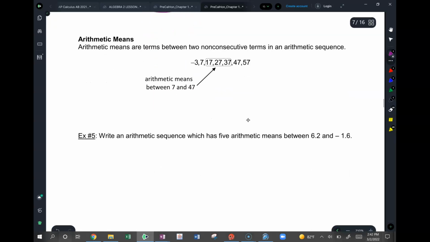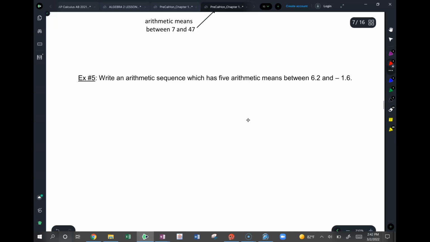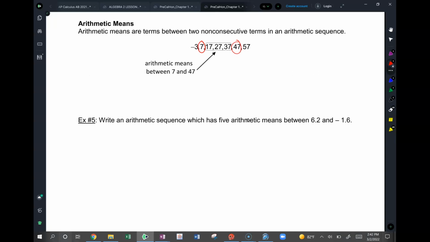Okay, so let's talk about arithmetic means. Arithmetic means are terms between two non-consecutive terms in an arithmetic sequence. So for example, you've got a sequence, okay? Let's say you randomly pick the 7 and the 47. You pick one and then you go down the line and pick another one. All of the numbers that fell in between those are called the arithmetic means between 7 and 47.